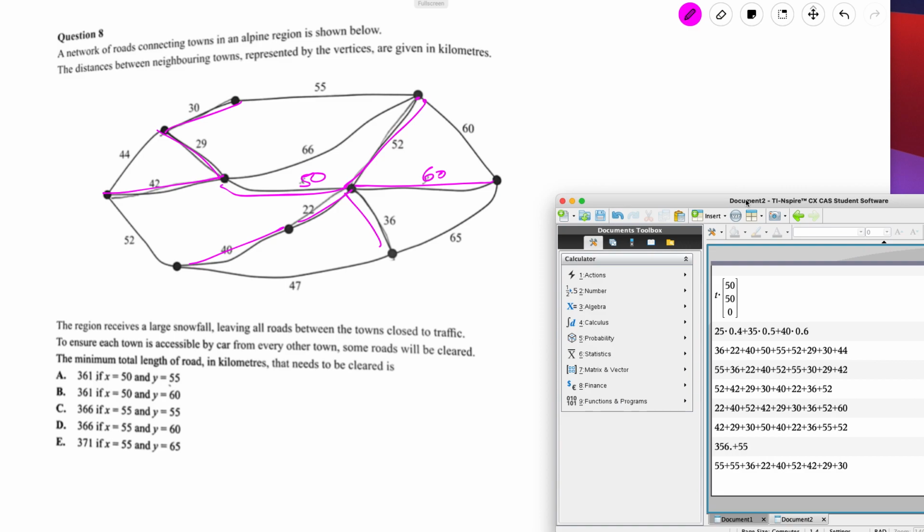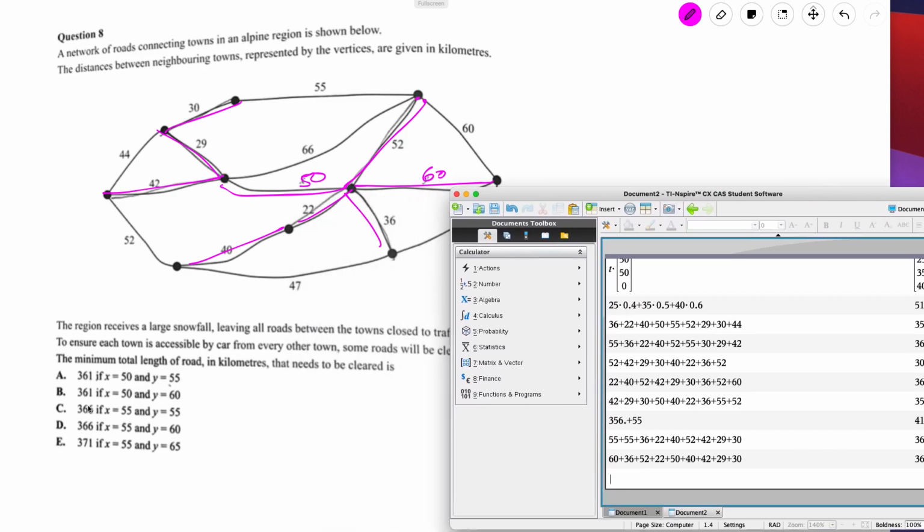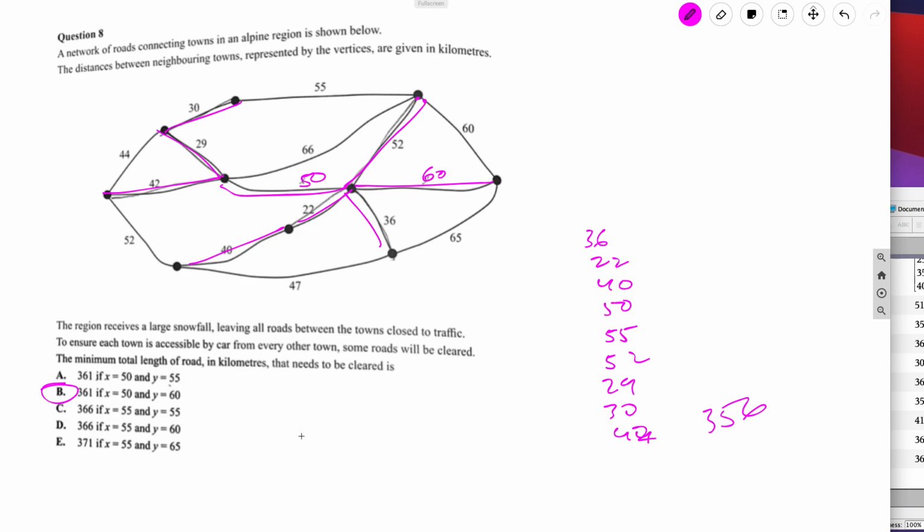Okay, so right to left, 60 plus 36 plus 52 plus 22 plus 50 plus 40 plus 42 plus 29 plus 30. And I'm getting 361 now with 50 and 60. Okay, so it's B. There we go. Geez, that took a little bit longer than expected.